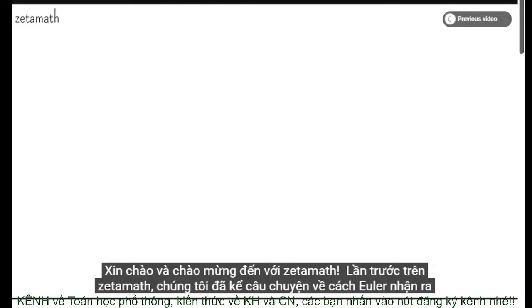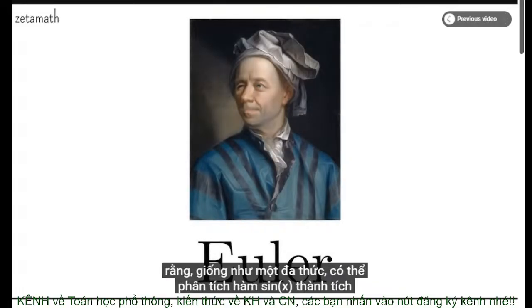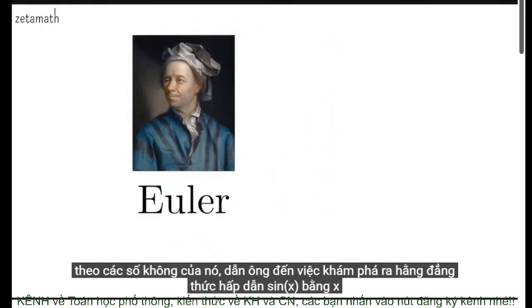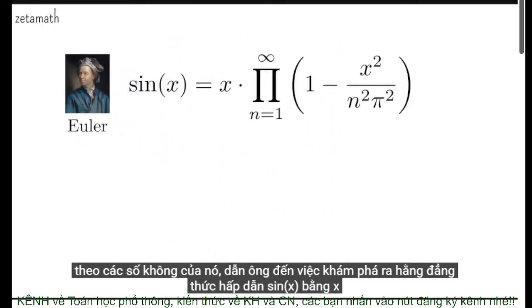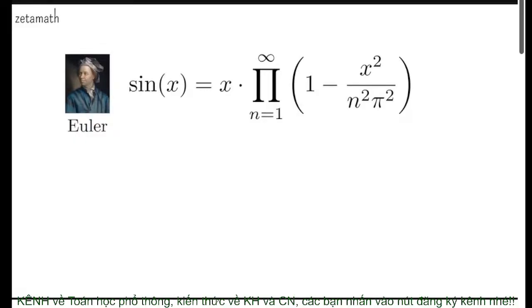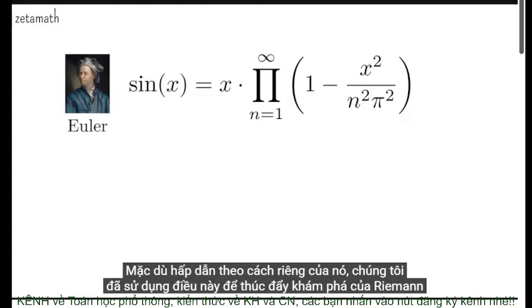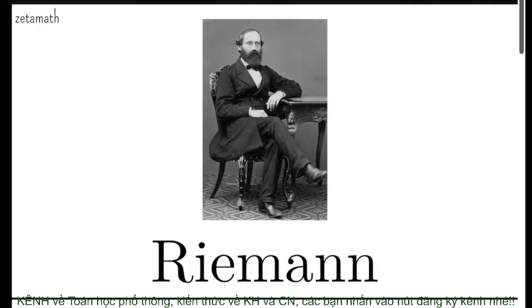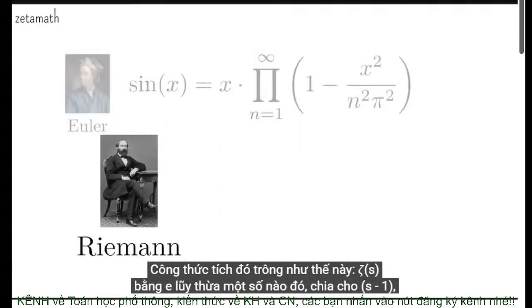Last time on Zeta Math, we told the story of how Euler realized that, much like a polynomial, it was possible to factor the function sine of x as a product in terms of its zeros, leading him to discover the fascinating identity sine of x is equal to x times this product as n goes from 1 to infinity of 1 minus x squared over n squared pi squared. Though fascinating in its own right, we used this to motivate Riemann's discovery of a similar product formula for the zeta function in terms of its zeros. That product formula looks like this.